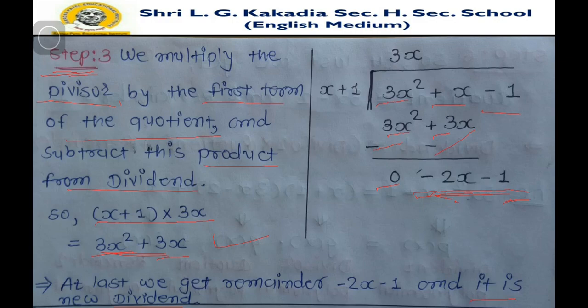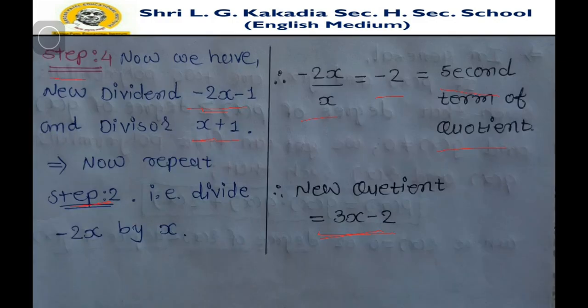In step 3, we multiply the first term of the quotient by our divisor, and the product we get, we subtract from our dividend. At last we get the remainder as minus 2x minus 1, and it is our new dividend. Now step number 4: we have a new dividend, minus 2x minus 1, and our divisor is x plus 1.